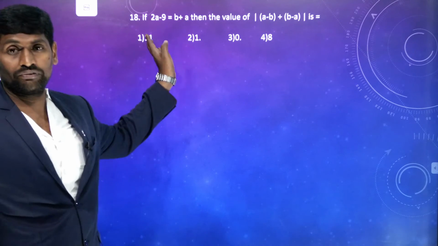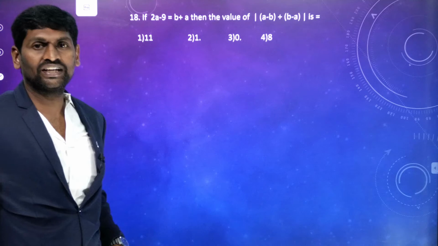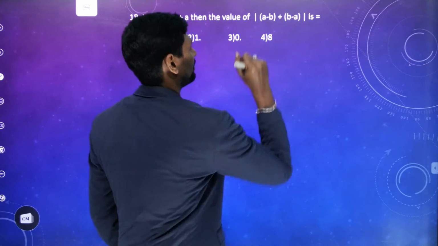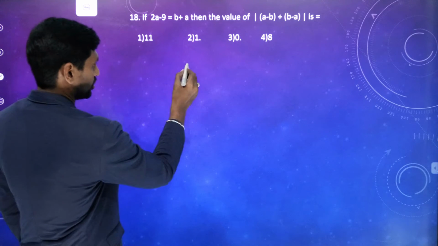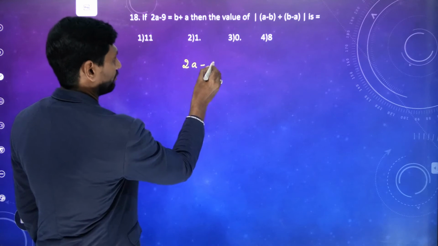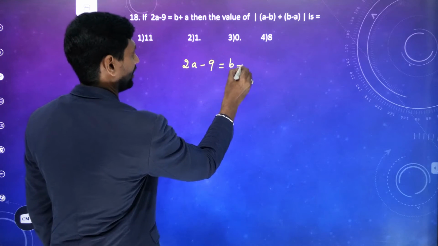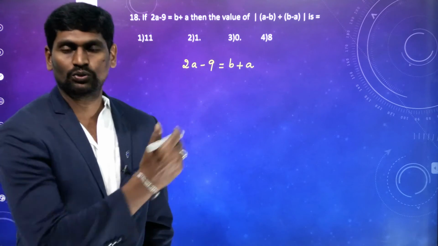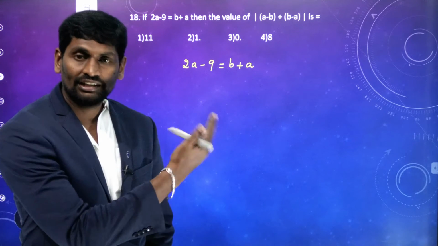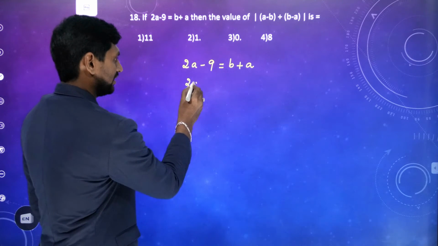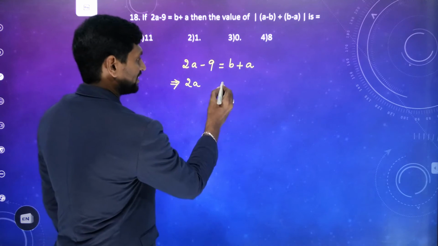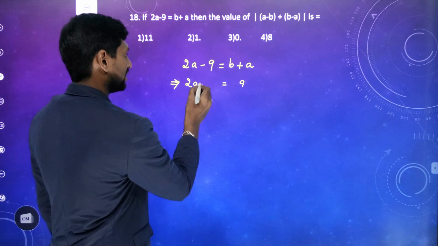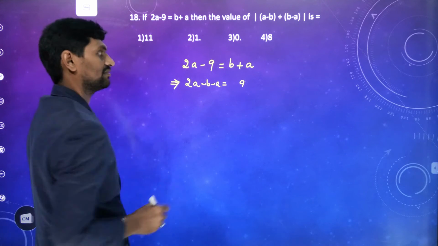Yeah, coming to this: if 2a minus 9 equals b plus a, then the value of modulus of a minus b plus b minus a is how much? So I am taking the given equation, 2a minus 9 equals b plus a. Try to bring all the variables to one side and numbers to one side. 2a, a is a variable. This -9 transposed to this side becomes +9. And b plus a both bring together this side, minus b minus a.